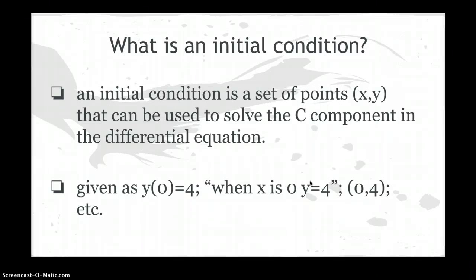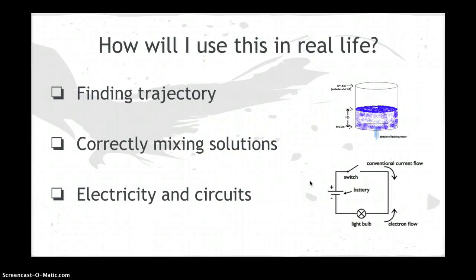An initial condition is a set of points that can be used to solve the c component in the differential equation. It can be given as y of 0 equals 4, or when x is 0, y equals 4, or as a point, x, y. How will I use this in real life? You can use this to find trajectory, correctly mix solutions, and when dealing with electricity in circuits.